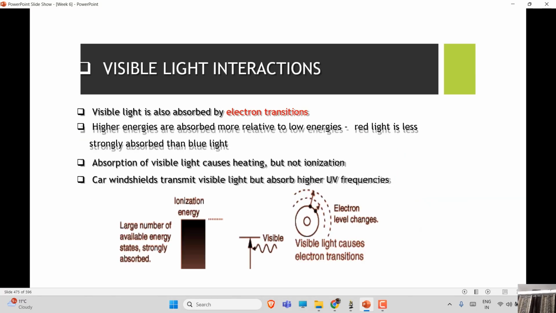Visible light can also be absorbed by electron transitions. Higher energies are absorbed more relative to lower energies. Red light is less strongly absorbed than blue light. So absorption of visible light causes heating but not exactly ionization. Like car windshields transmit visible light but absorb higher UV frequencies.